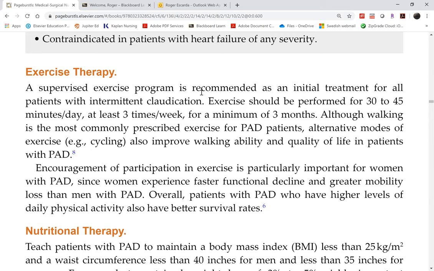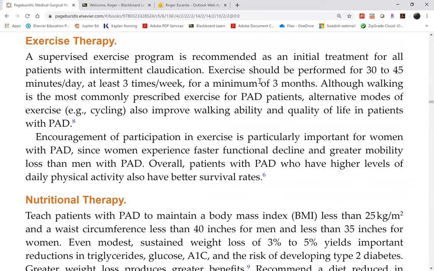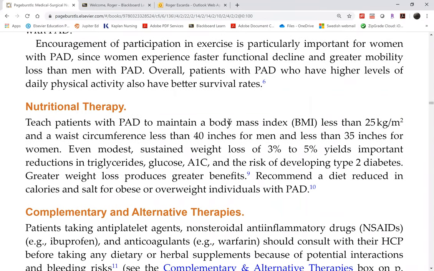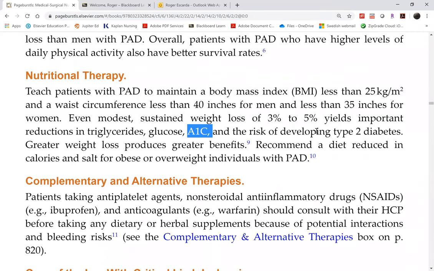Okay, Professor. Yeah, you have a winner there. Exercise: the same exercise recommended in chapters 32 and 33, because again, the nature of the disease is from atherosclerosis. So same risk factors, same management. Nutrition, the same again. We try to control blood pressure, so the DASH diet. Weight loss, keep your BMI under 25. If diabetic, then control your A1C.